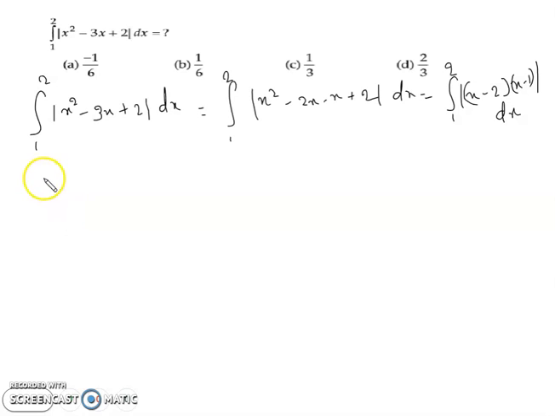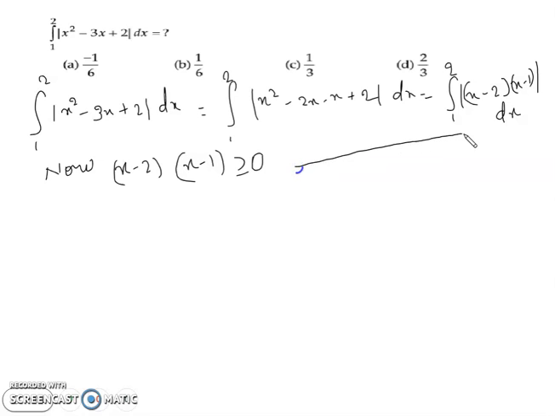Now you can say that (x − 2)(x − 1) is always greater than or equal to 0, right? And we will get the two values from this equation. So now I am going to draw a real line, okay? And first we have the two turning points, 1 and 2, which we get from this equation.